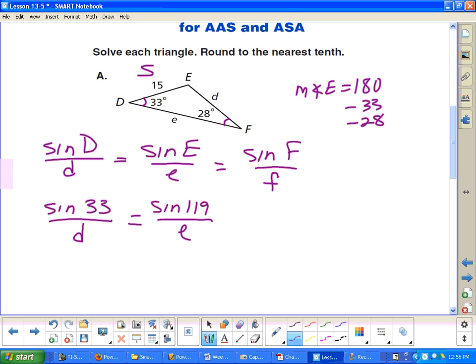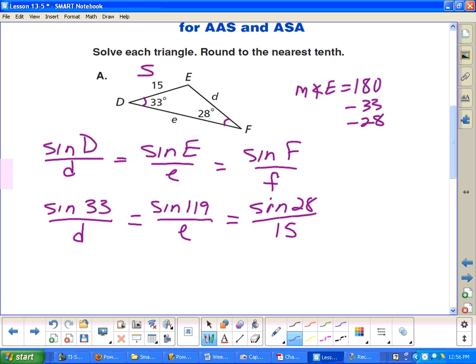Angle F is 28 degrees and side F is 15. Now, before we do anything else, okay, can anybody tell me what the longest side in this triangle is going to be?